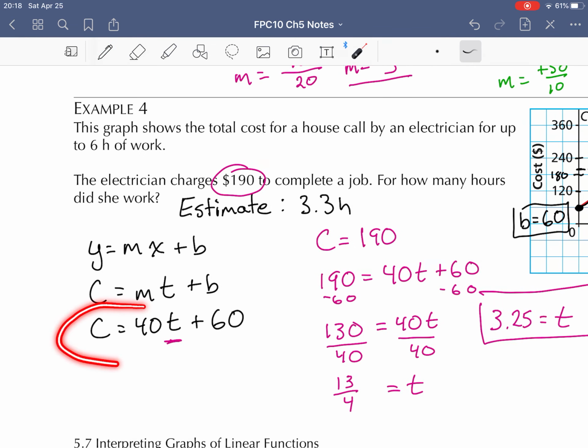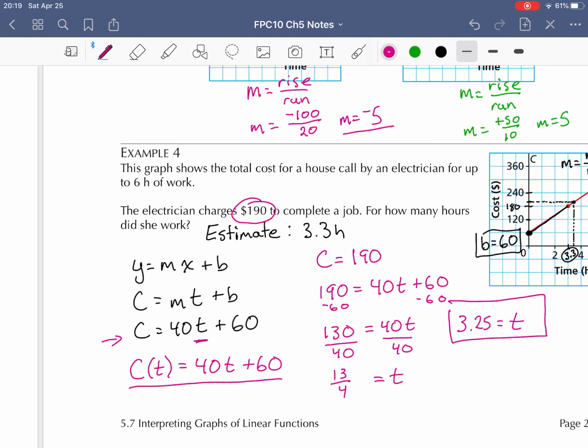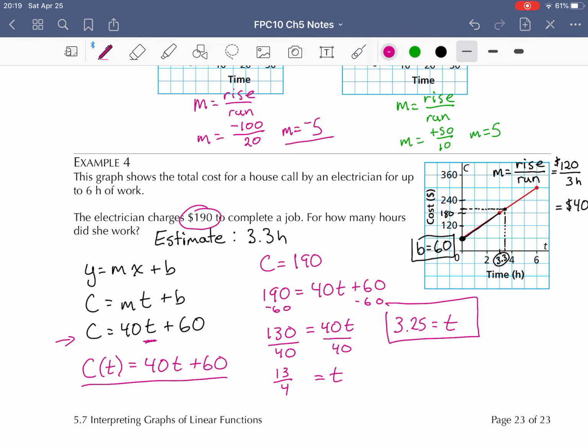Now, just before I go, I'd like to do one last thing. I'd like to take this here, which is two variable notation, and turn it into function notation. Function notation would be the cost based on time is equal to 40t plus 60. That's function notation right there. Two variable notation. Just a little reminder of how to do that.